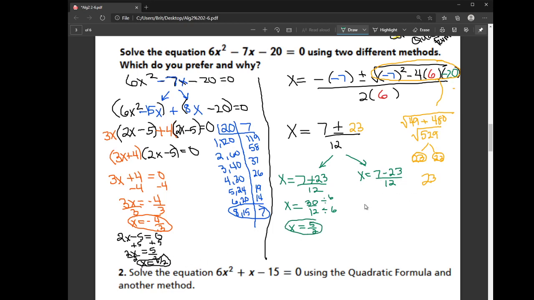Now here, 7 minus 23, that's negative 16 over 12. And so those are both divisible by 4.